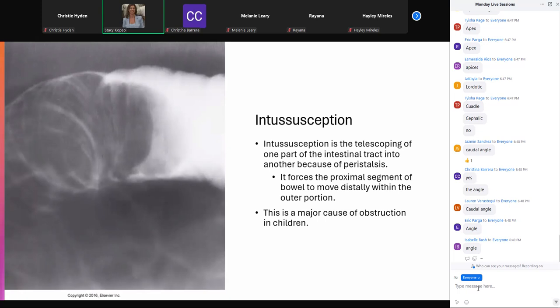Intussusception, that's the telescoping of one part of the intestinal tract into another because of peristalsis. That's going to force that proximal segment of the bowel to move distally within the outer portion. That is a major cause of obstruction in children. You'll see that. You see them all distended, then as soon as you take the abdomen, you'll see all that bowel pattern.